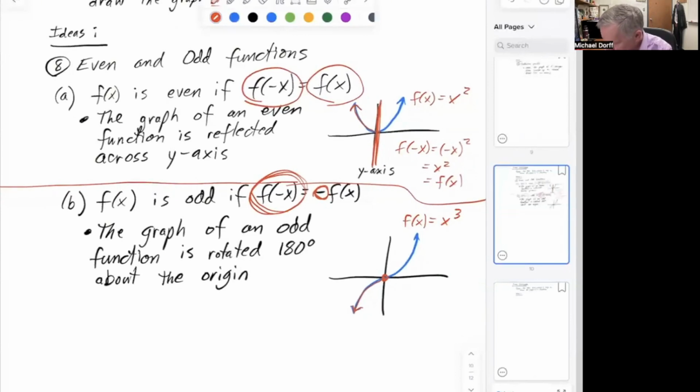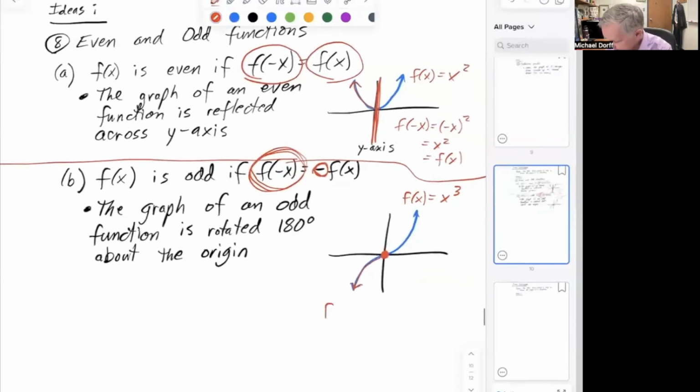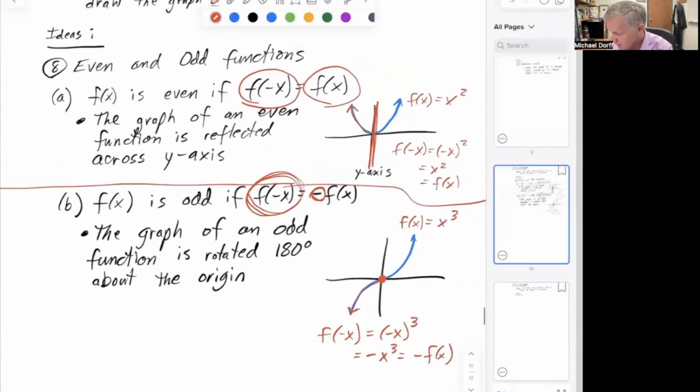So I have the blue part, and now if I put a pin at the origin and I rotate that blue part 180 degrees, I get the red part shown here. And to see that it's an odd function, if I put in negative x, that means I have negative x cubed in this case, which is going to give me negative x cubed, which is the negative of the original function. So it's an odd function there.